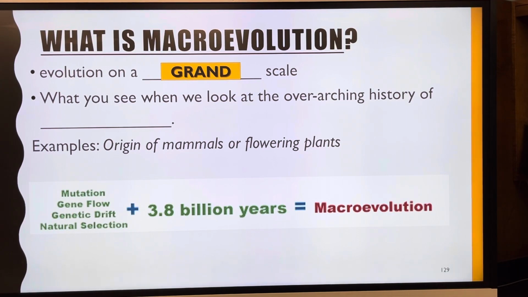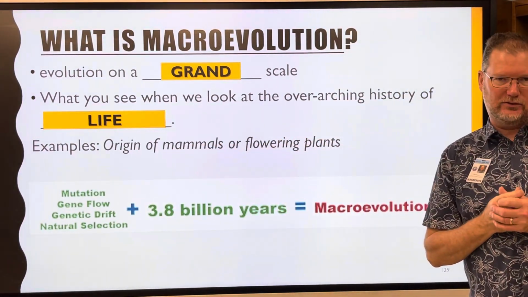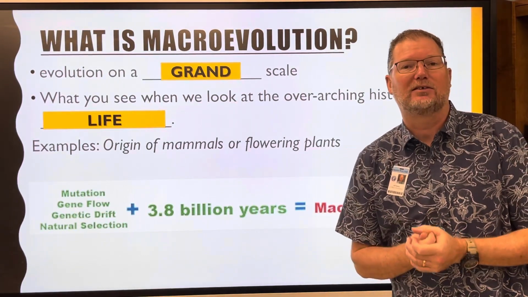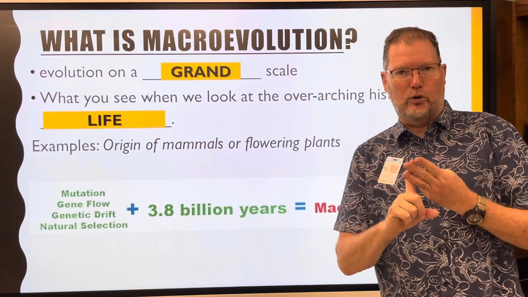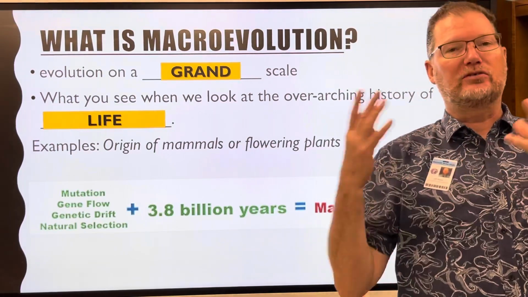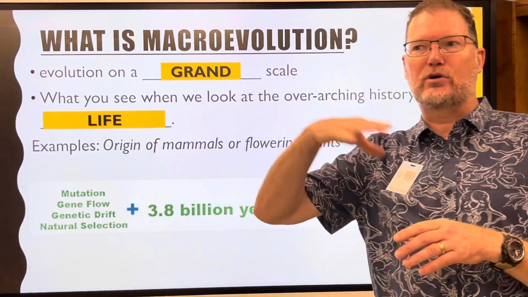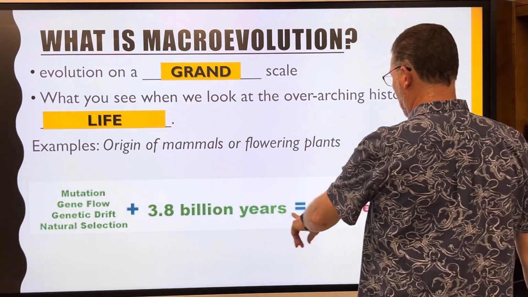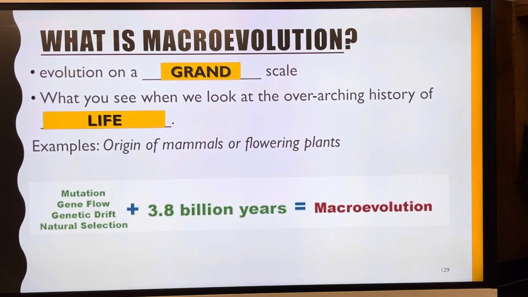What you see when you look at an overarching history of life, like the origin of mammals or the origin of flowering plants. Because before flowering plants, there were no flowering plants, but many of those kinds of plants still exist today, like ferns and palms and gymnosperms, which are conifers, which are pine trees. There's no flowers, right? So those types of trees existed before flowers did. And we're talking pre-dinosaur time. 3.8 billion years of evolution of these things happening equals macroevolution, the grand scale.